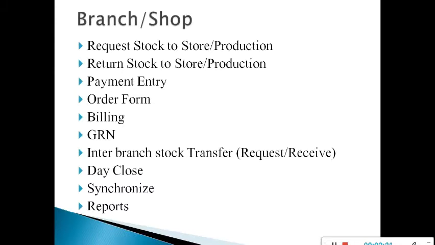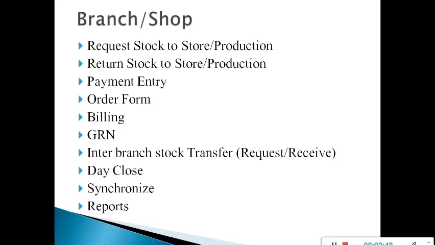The branch will request stock from the production or store. At the same time, it will return damaged or unwanted stock to the store or production. They will enter the payment entries and all the expenses. After that, the branch will get some order forms, so cake orders or any party orders can be accepted at the branch. Next comes the billing. This is the POS billing, or you can use a keyboard also. Both options are available.